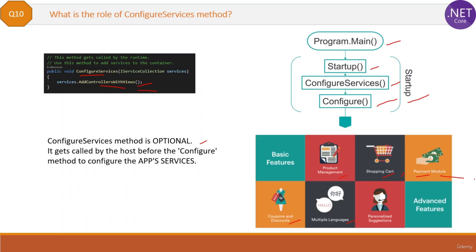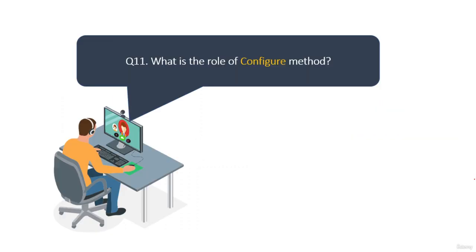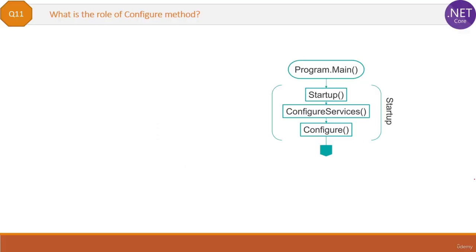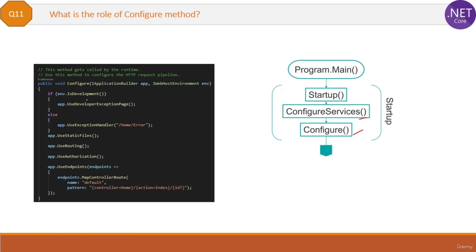Now let's see what the configure method is. What is the role of the configure method in .NET Core? Again, the same diagram. After the configure services method, we will see the configure method. So here is our default configure method in our startup class. First of all, the definition is: the configure method will configure the request pipeline. Now what is the request pipeline?